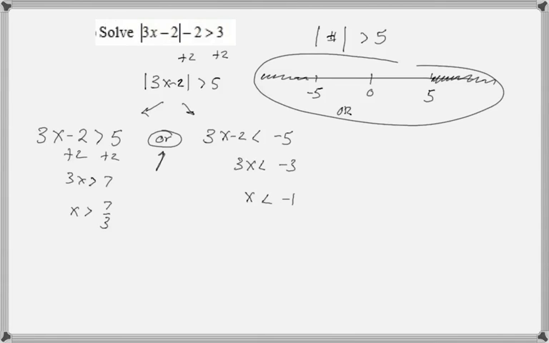It's a compound inequality. X is less than negative 1 in interval notation goes from negative infinity to negative 1. X is greater than 7/3 goes from 7/3 to infinity. And when I connect these two using the union symbol for or, I'll have negative infinity to negative 1, union 7/3 to infinity.